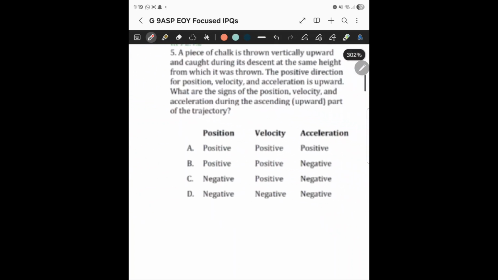Acceleration is always negative, isn't it? So I'm going to go for acceleration first. Well, that doesn't help. I only cancel out this one. So we know the velocity is positive. The position is also positive. The best answer is B. The position would be negative if it went down. It didn't. It actually went up. So B is the best answer here.